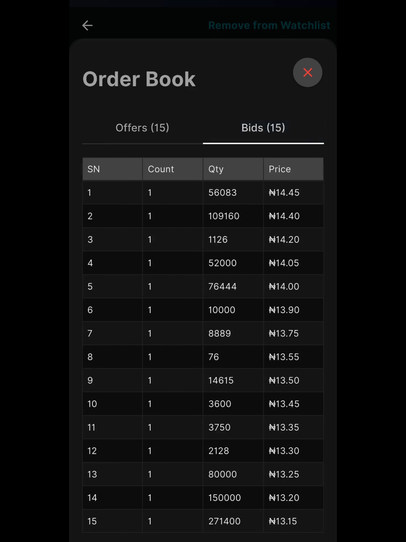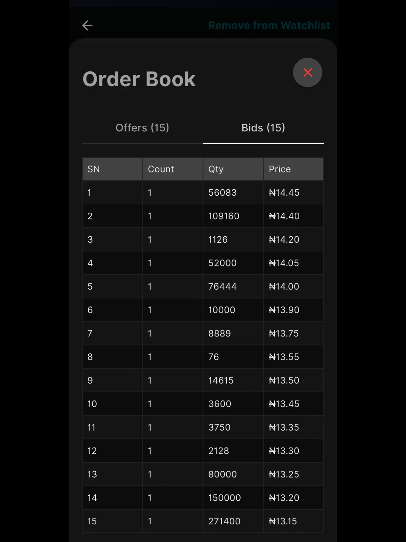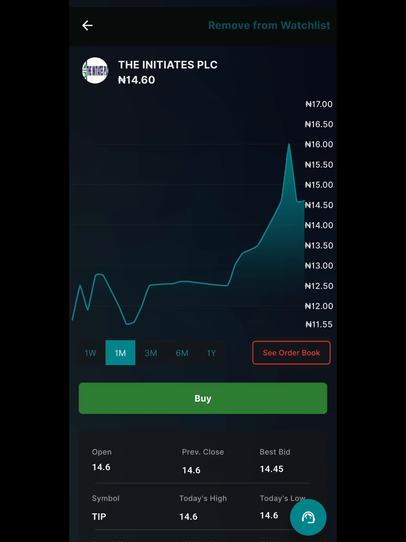So if you want to buy cheaper, maybe you think the price will go down tomorrow or the next day, you check the order book like this and you see what the average price is. Like the average price around this middle, that's 13.75. So maybe you want to buy around 13 naira. So you now have decided that, right?